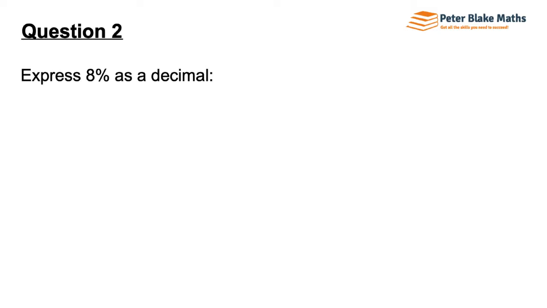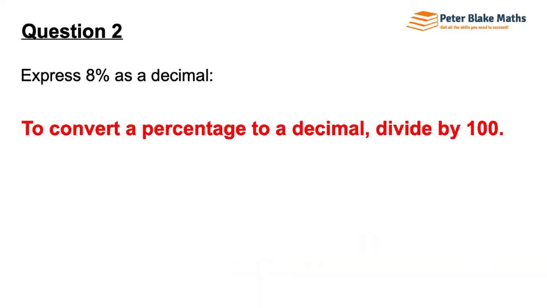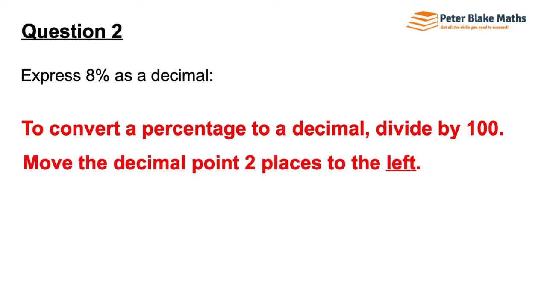Question 2. Express 8% as a decimal. To convert a percentage to a decimal, we divide by 100. When we divide by 100, we move the decimal point 2 places to the left. It doesn't seem to have a decimal point there, but in a whole number like 8, the decimal point is invisible just to the right of the number.